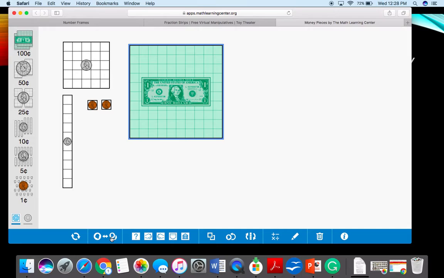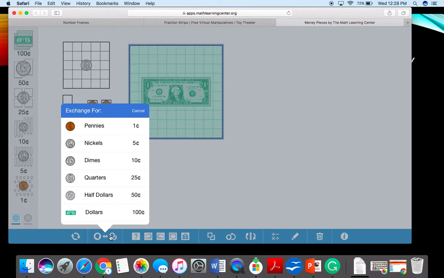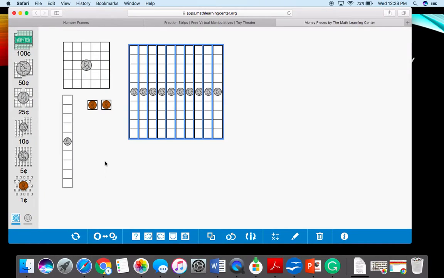I also can get change for the money. So if I want to click on this dollar, I can click on exchange at the bottom, and I can decide what I would like the dollar to be exchanged for. So students will then be able to see the relationship between a $1 bill and dimes. So now I've exchanged my $1 bill for 10 dimes. So this can help students to understand the concept of money.